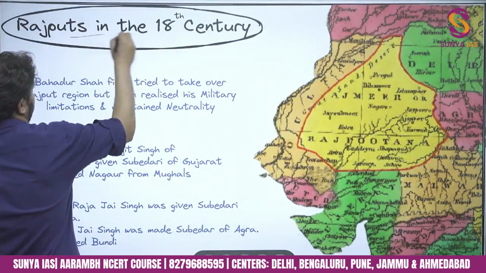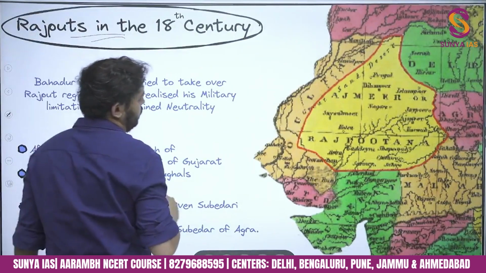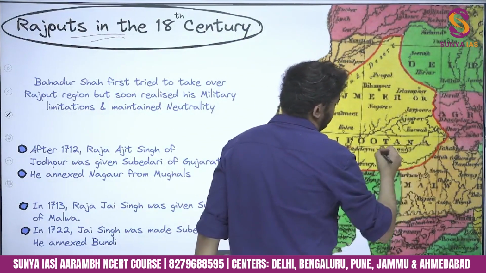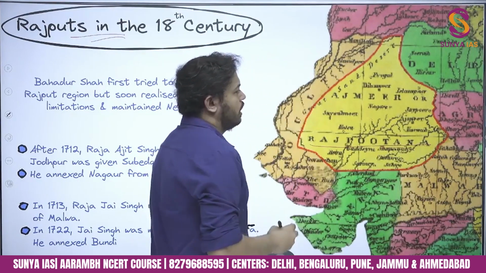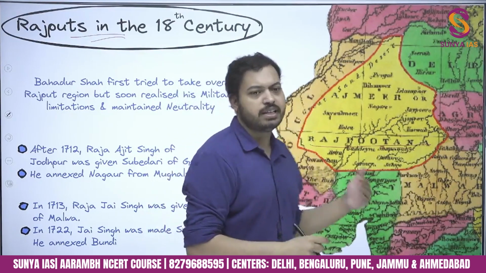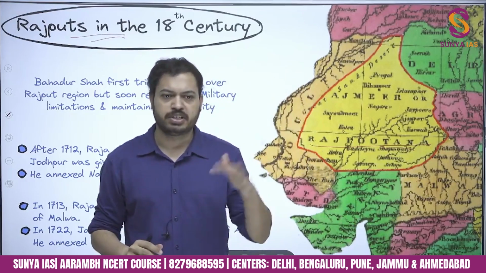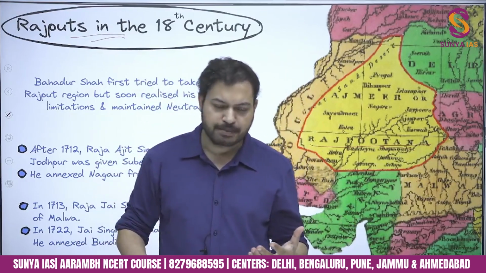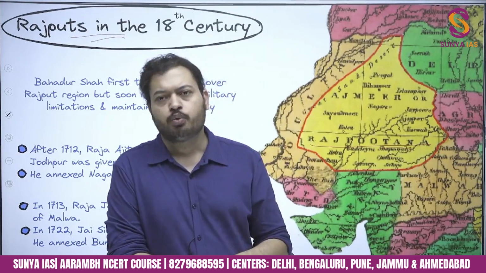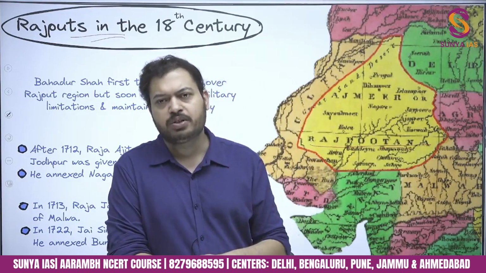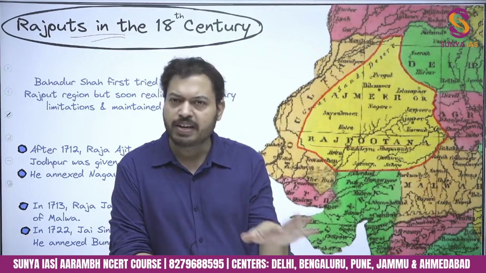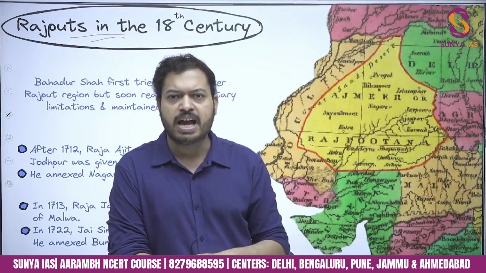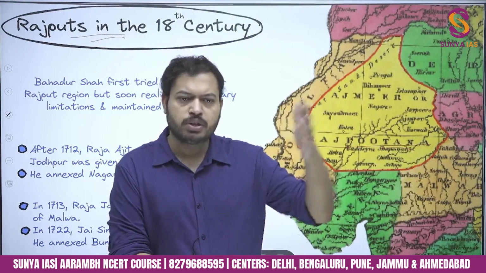Okay. So let's start with the Rajputs in the 18th century. As you can see on the map, the Rajputana region. First of all, back then there was no Jaipur. So when we are talking about Rajputana, let's go back. While Aurangzeb was present, he was not giving any importance to these folks. Rajputs were cut off from the Mughals. Fine.